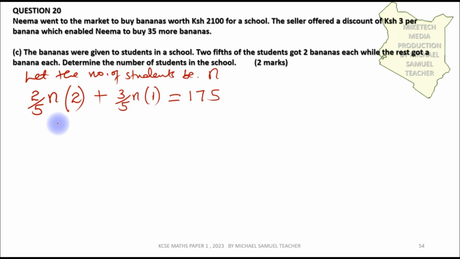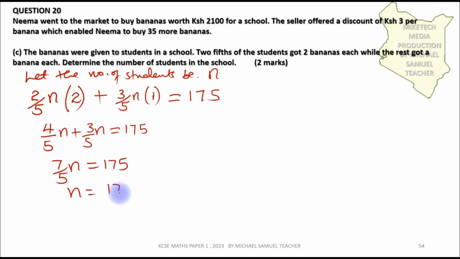Therefore we work it out. This will be 4/5 n plus 3/5 n is equal to 175. So 4/5 plus 3/5, that is 7/5. n will be equal to 175. So n will be 175 times 5 divided by 7. So you should end up getting 125. Therefore the number of students in that school, there were 125 students.